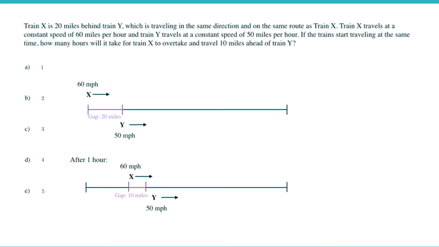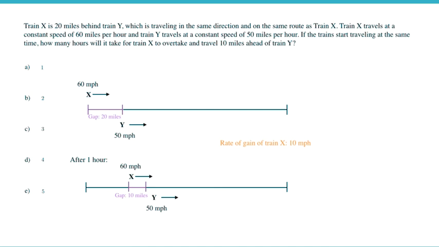It will be 10 miles because train X will have covered 10 more miles than train Y. Now that we know the gap after 1 hour is 10 miles, we can infer that the rate of gain of train X is 10 miles per hour. In other words, every hour, train X catches up 10 miles on train Y.